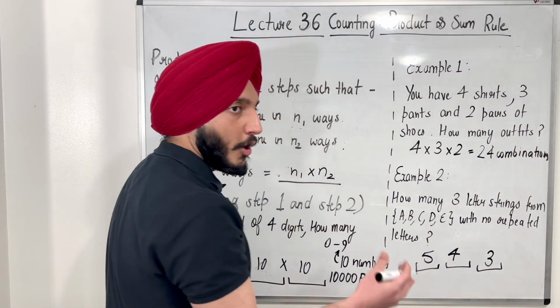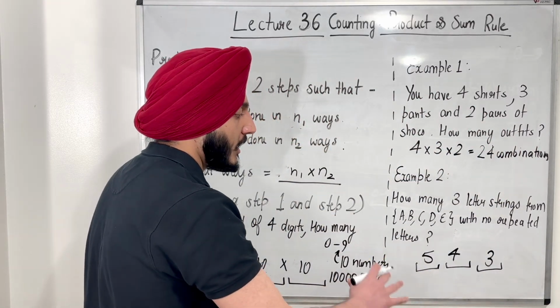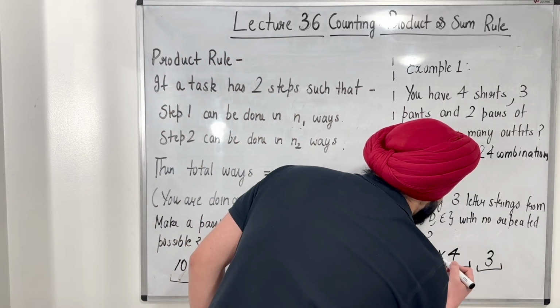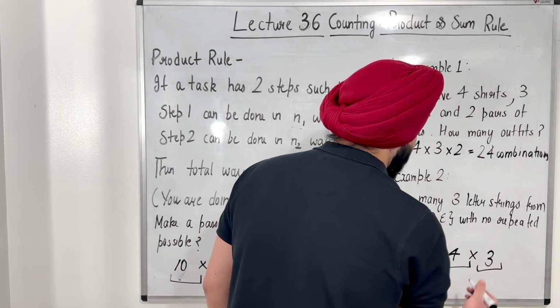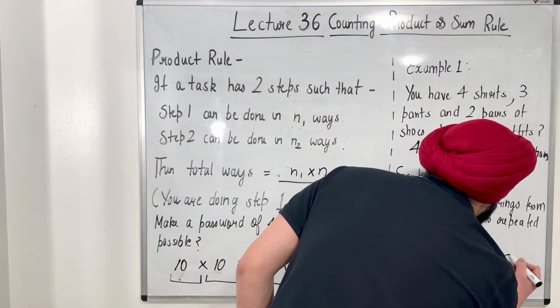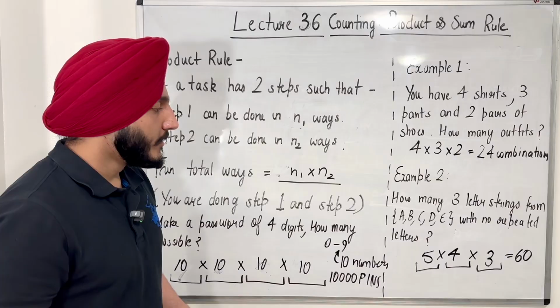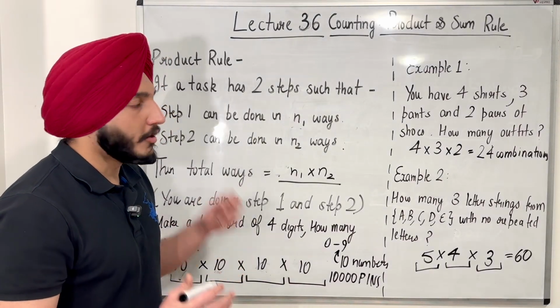So using the product rule, how many total 3-letter strings would there be? It would be 5 multiplied by 4 multiplied by 3, so that would be 60.